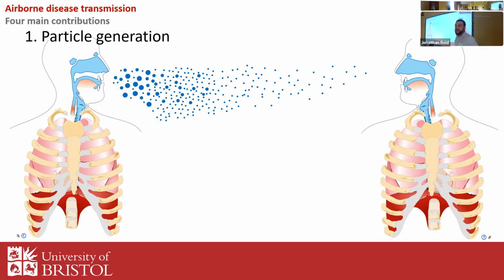Particle generation. So we know that where the particles are generated within the respiratory tract will have an effect on the particle size, but also the pathogen load. We know that the particle size will have an effect on the particle movement through time and space. So we know big ballistic droplets will fall out of the air quite rapidly, and the smaller aerosol droplets will float around the room like cigarette smoke.